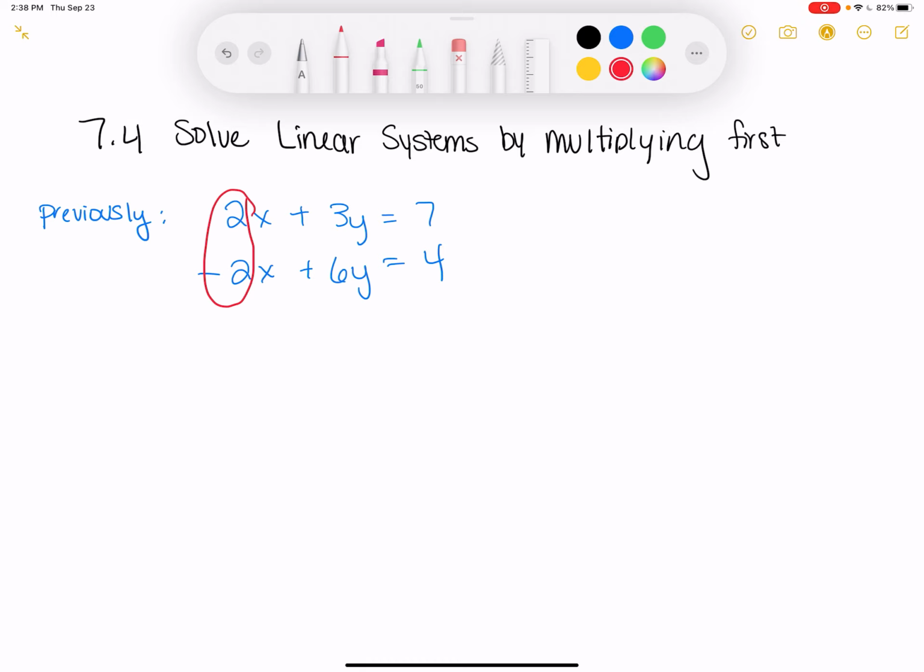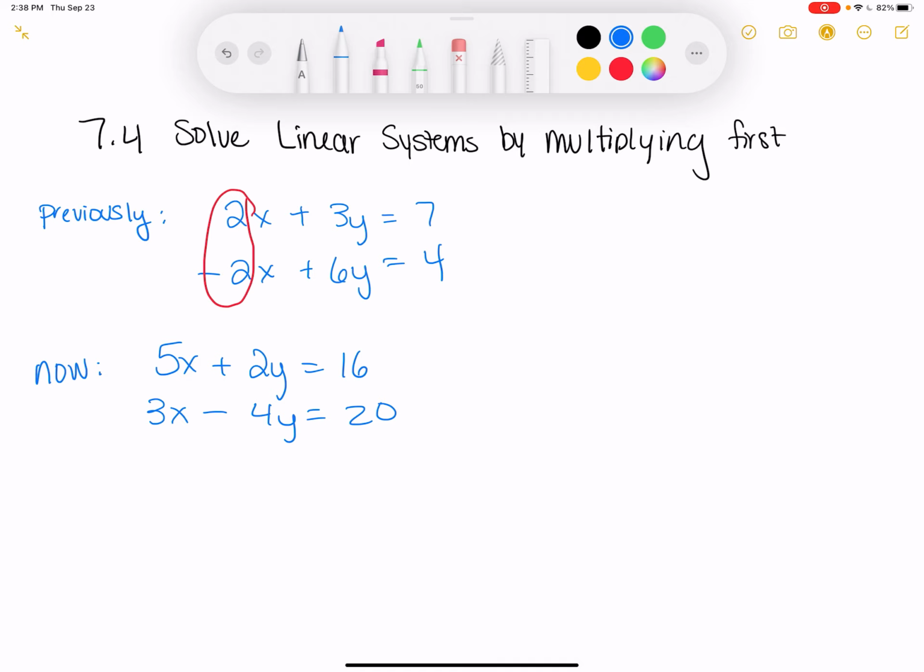But now you're going to start to see something more like 5x plus 2y equals 16, and 3x minus 4y equals 20. What's different about this one? None of the numbers are the same.